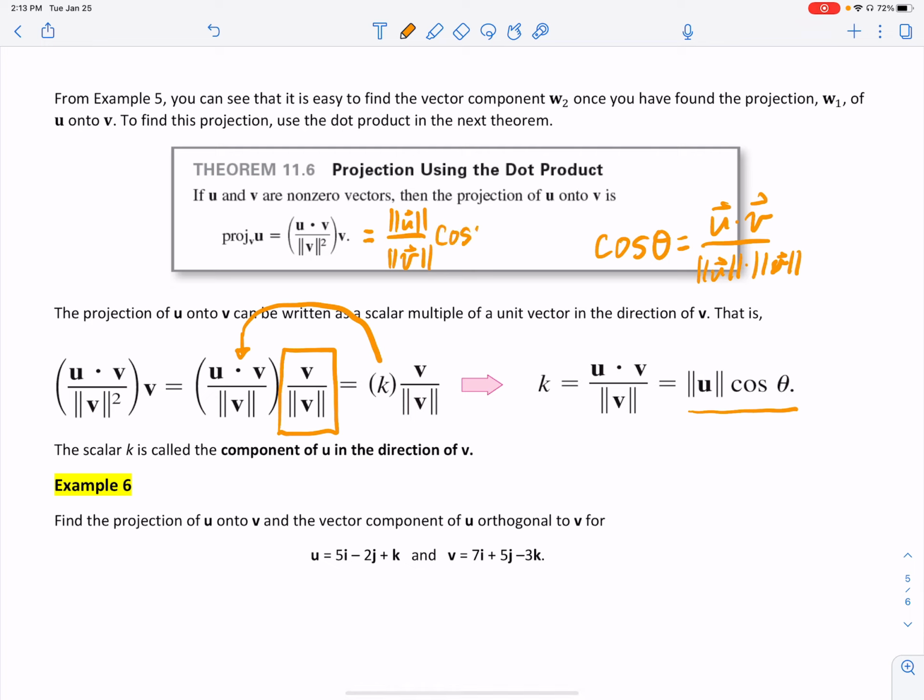cosine of theta. So this would be like if they gave us an angle instead. Cosine of theta times v. So that's a different formula I could use if I wanted to.